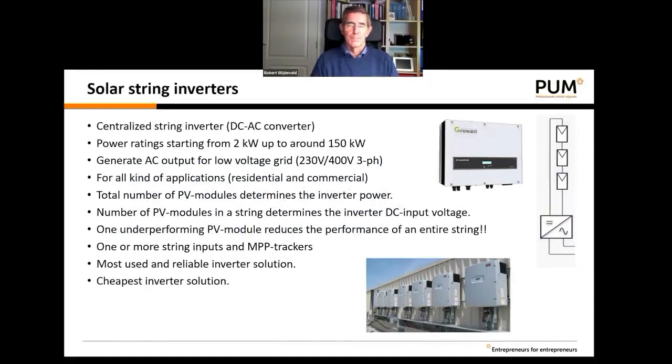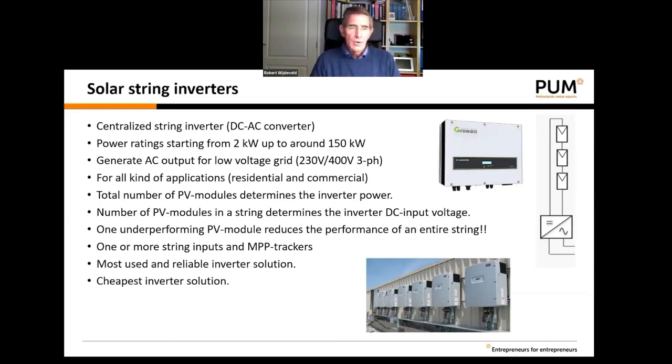String inverters. This is a centralized string inverter. It goes from 2 kilowatt up to 150 kilowatts. We have the output for the low voltage grid, that's called 230 volts or 400 volts. And that can be 1 phase or 3 phase for all kinds of applications, residential, commercial, and so on. And the number of modules determines the inverter power. And the number of modules in a string also determines the inverter DC input voltage.